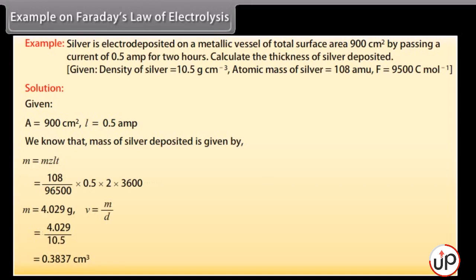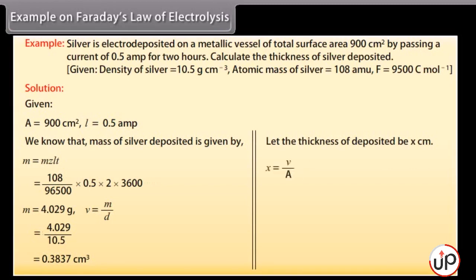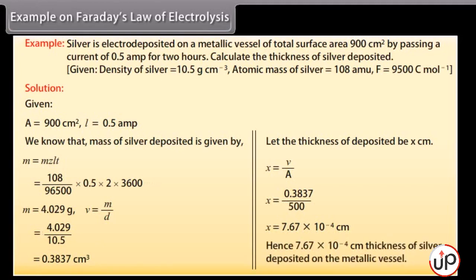0.3837 centimeter cube. Let the thickness of deposited silver be X centimeter. We know that X is equal to V upon A. By putting the values, we get X is equal to 7.67 into 10 raised to the power minus 4 centimeter. Hence, 7.67 into 10 raised to the power minus 4 centimeter thickness of silver is deposited on the metallic vessel.